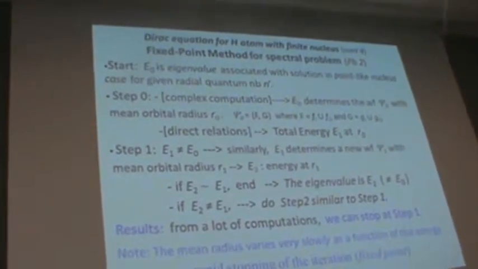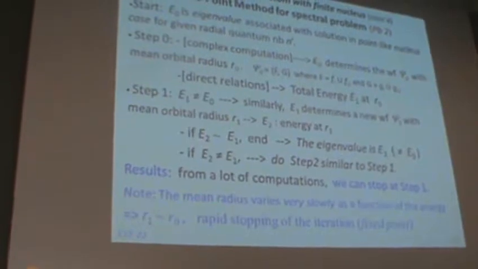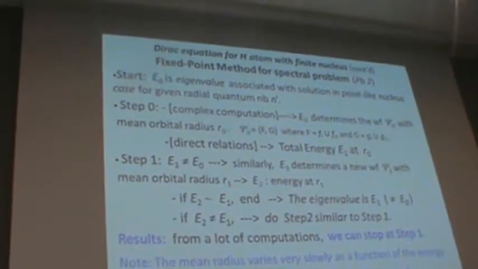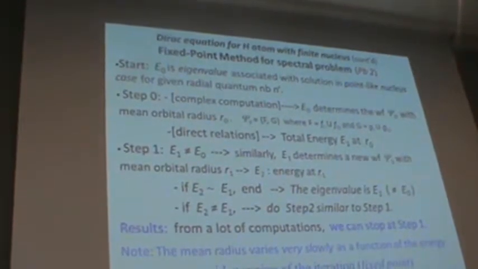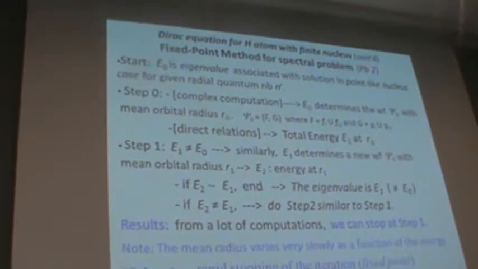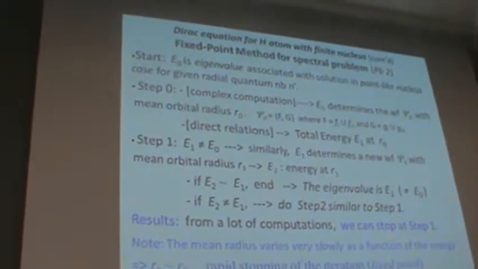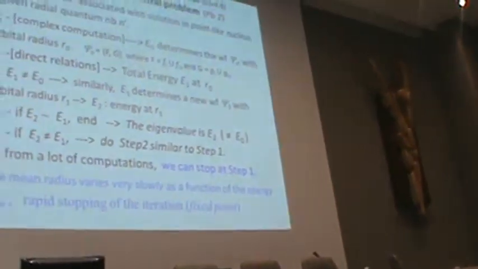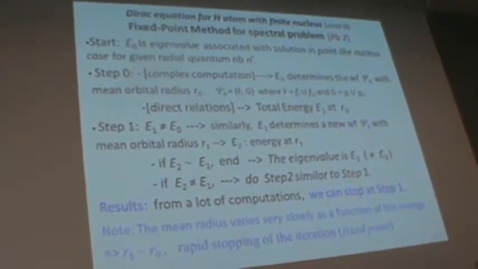The iterative process is indicated here in a very simplified form. For a given value of the radial quantum number, the expression of the energy for the solution in the point-like nucleus case gives the value E0. At step 0, we take E0 to determine the wave function and we compute the electron probability density. Then we deduce the mean orbital radius R0 and we directly calculate the total energy E1 at R0. Next we go to step 1 where a new value R1 of the orbital radius is computed. Finally, we can stop the iteration at the step where the fixed point is practically reached.